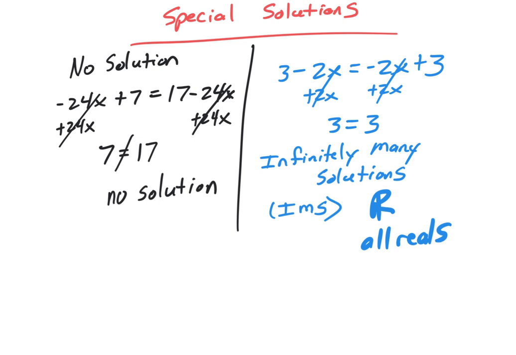So those are two special scenarios we could run into. And so don't think you've done something wrong. Every once in a while we'll run into a no solution or infinitely many solutions.